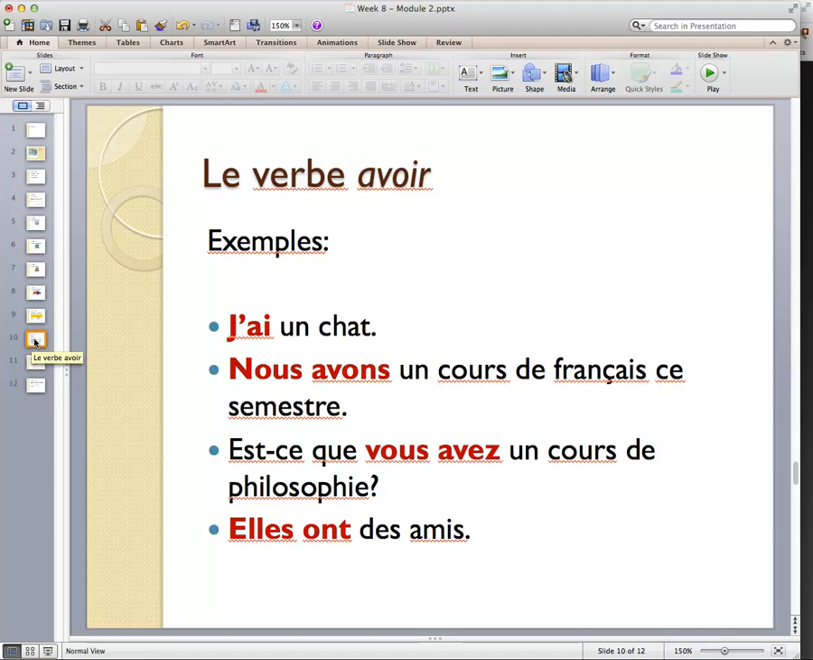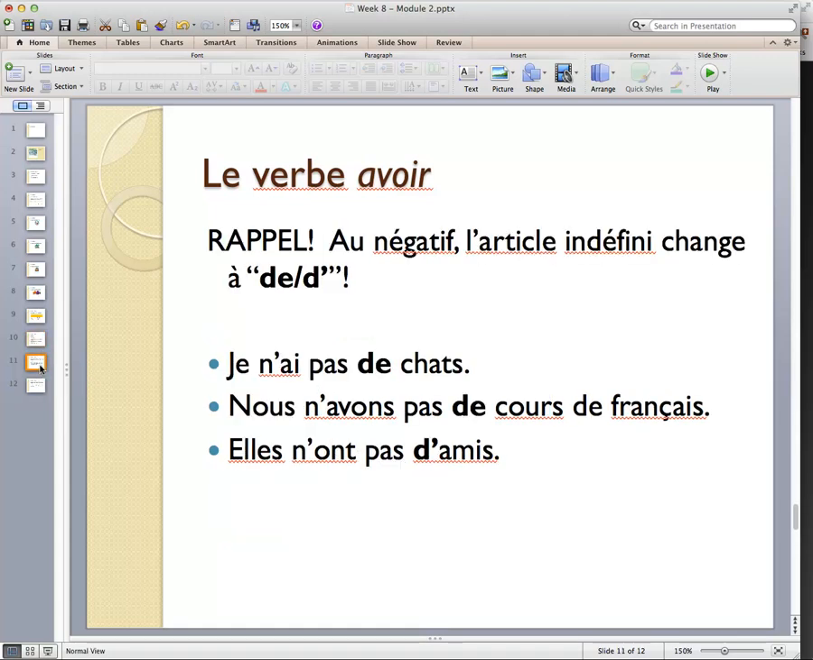Here are some examples. J'ai un chat. I have a cat. Nous avons un cours de français ce semestre. We have a French class this semester. Est-ce que vous avez un cours de philosophie? Do you have a philosophy class? Elles ont des amis. They, and that they here is feminine and plural of course, have some friends.